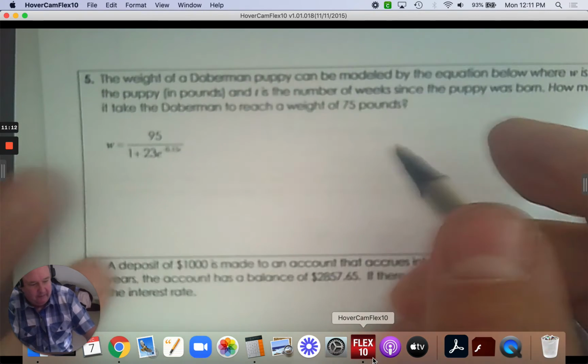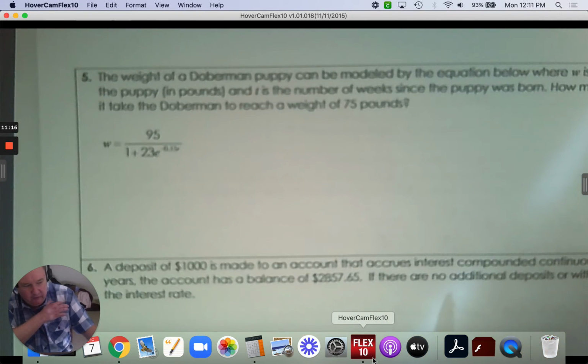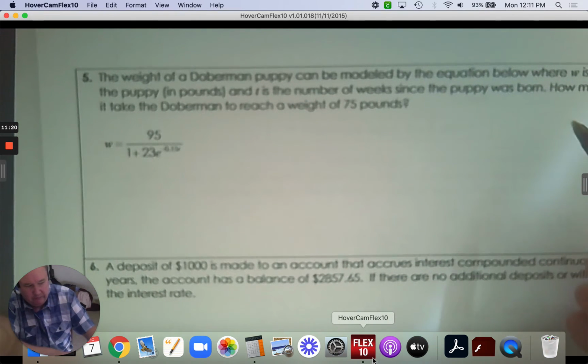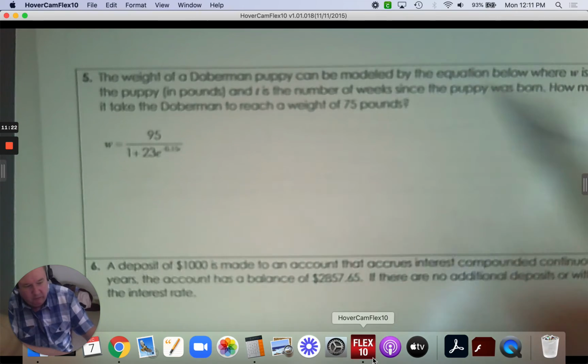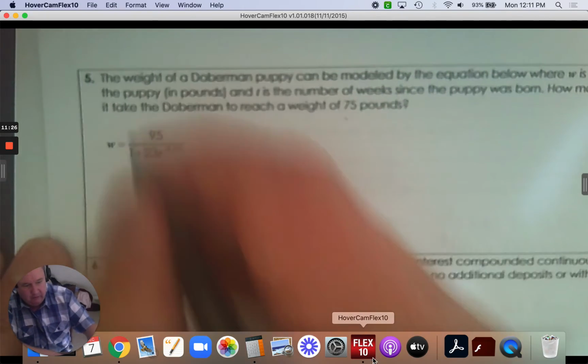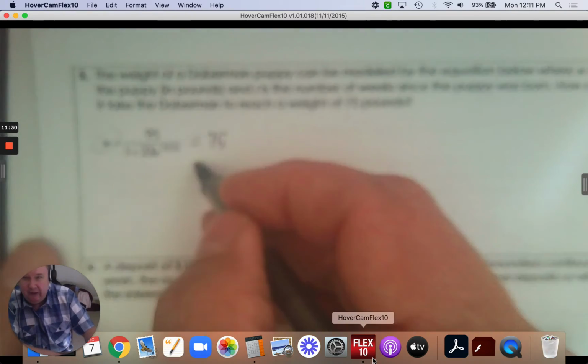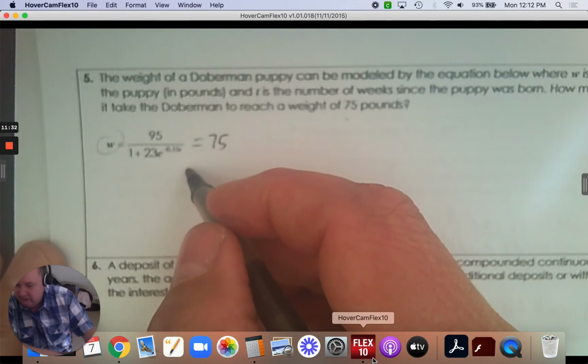The weight of a Doberman puppy, that's awfully cute, can be modeled by the equation below where W is the weight of the puppy and T is the number of weeks since the puppy was born. How many weeks will it take the Doberman to reach a weight of 75 pounds? So the weight is 75 pounds. Can you do the algebra to get T by itself here?